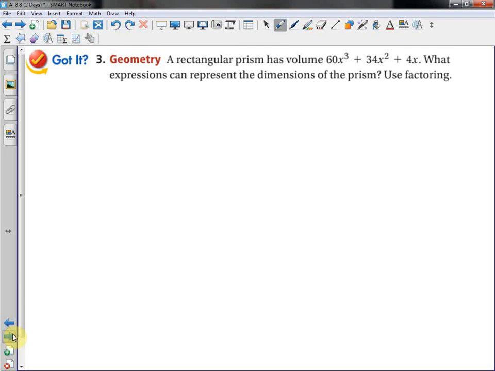All right, here's one for you to try. Make sure you follow the steps to get to the final factored prism.